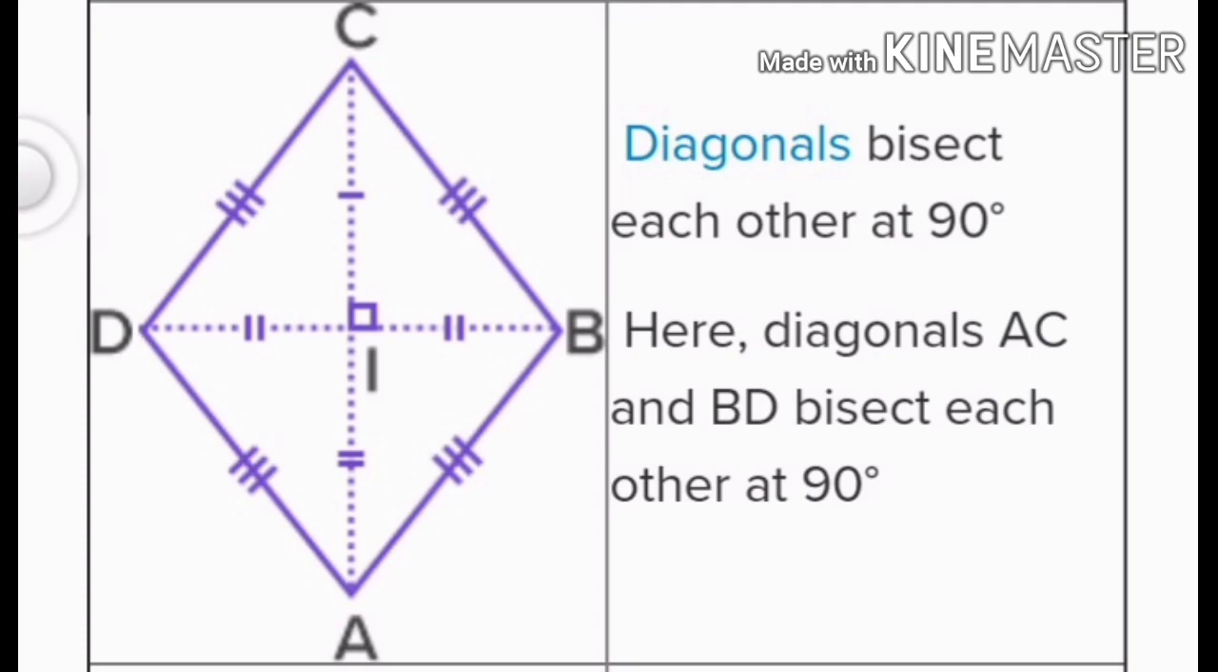Next, look at the diagram. Here ABCD is a rhombus with BD and AC as diagonals. BD is one diagonal, AC is another diagonal. The second property is that diagonals bisect each other at 90 degrees. Look at the picture. Diagonals BD and CA bisect each other at right angles. Am I clear? That is 90 degrees.